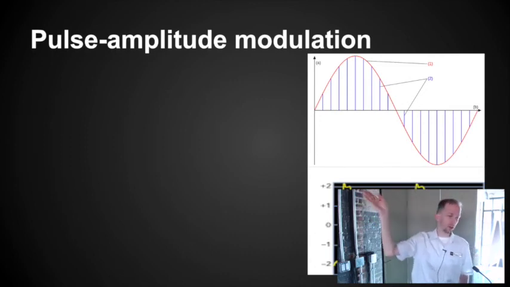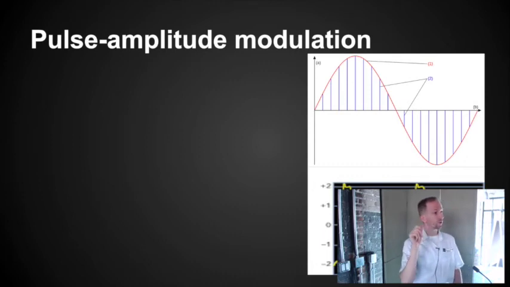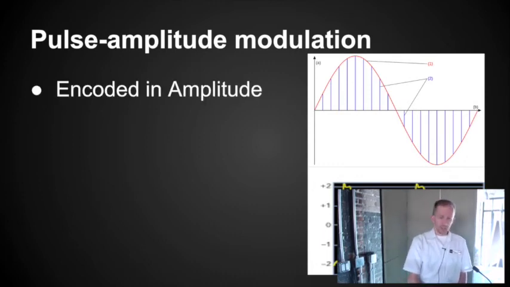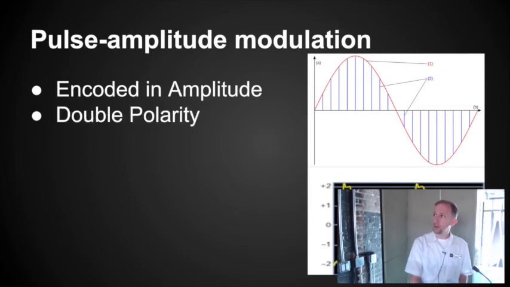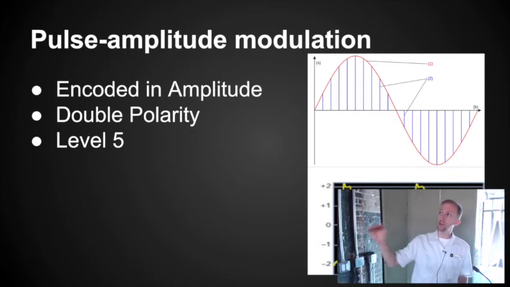Pulse amplitude modulation means that the data is represented as the amplitude of the transmission, instead of other methods, maybe by slight time or frequency. So the pulse is larger and smaller to indicate bits. Double polarity means that it goes both ways. It goes on top, positive and negative amplitude. And level 5 means there are 5 different levels of amplitude available to detect.